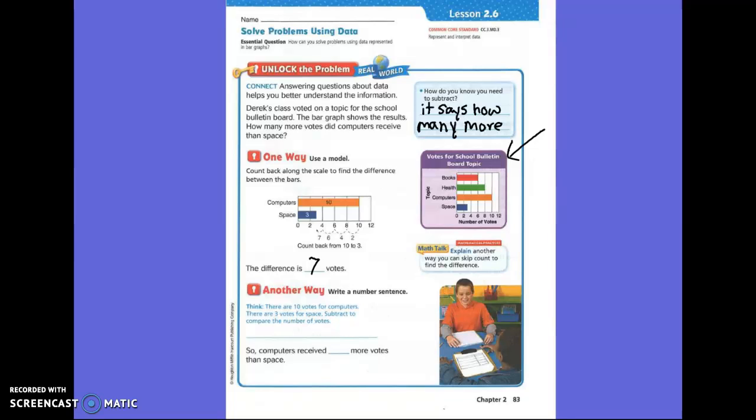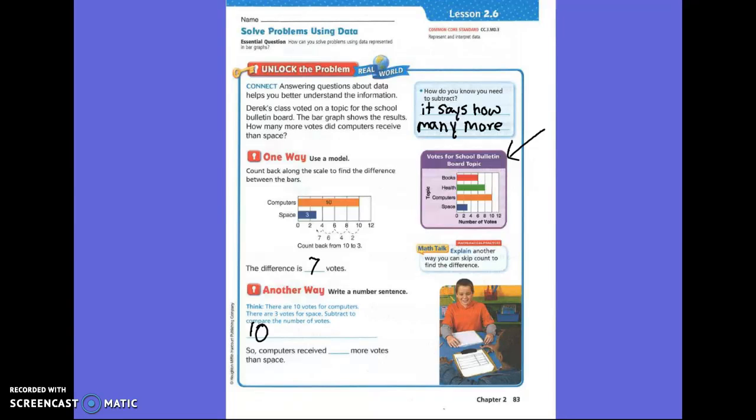Okay, now it says to write a number sentence. A number sentence is a number, and then minus, add, subtract, multiply, or divide, another number, and then the answer. So there are 10 votes for computers. That is the most votes that we can have, right? So that is our first number for our number sentence, right, Callie?